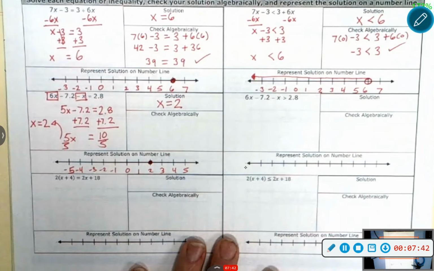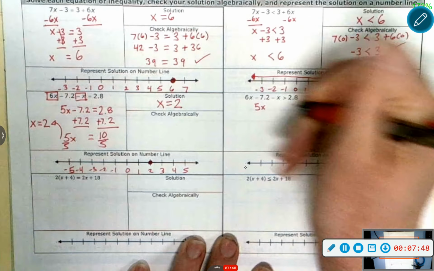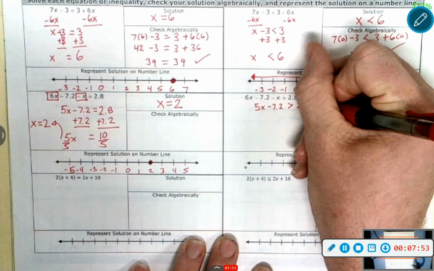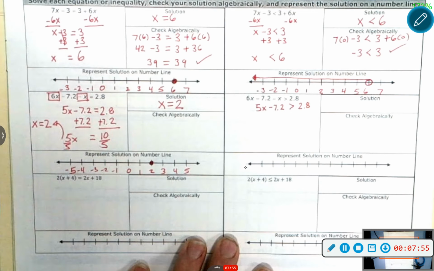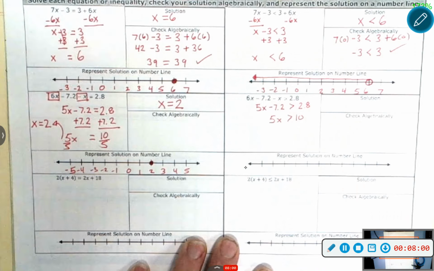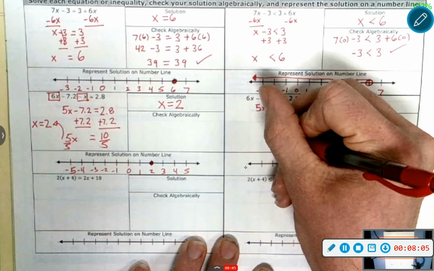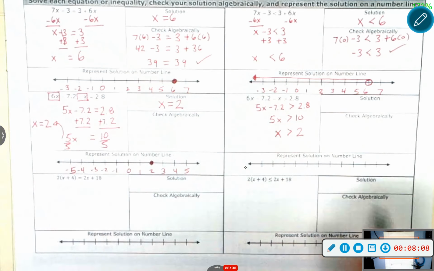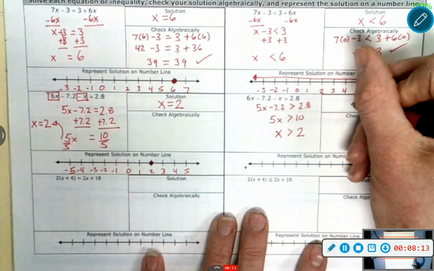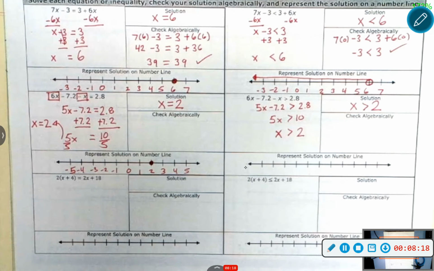Same process. I'm going to kind of skip a lot of the work I showed because really it should be the exact same. It's just the symbol is going to be different. I'm going to add 7.2 on both sides, and you should get 5x is greater than 10. And then I'm going to divide both sides by 5, and you should get x is greater than 2. My solution is all the values of x, where x is greater than 2.